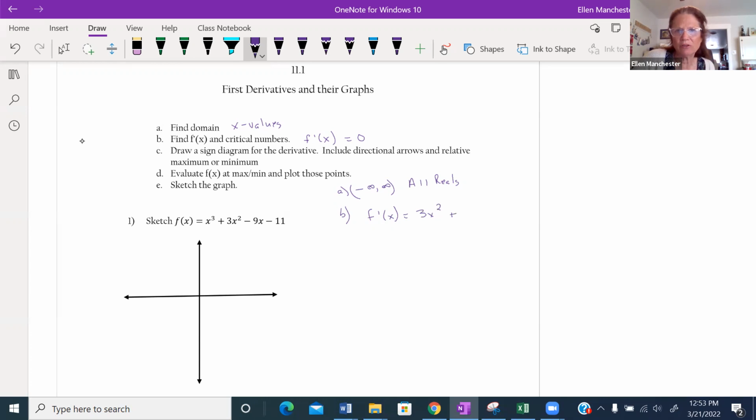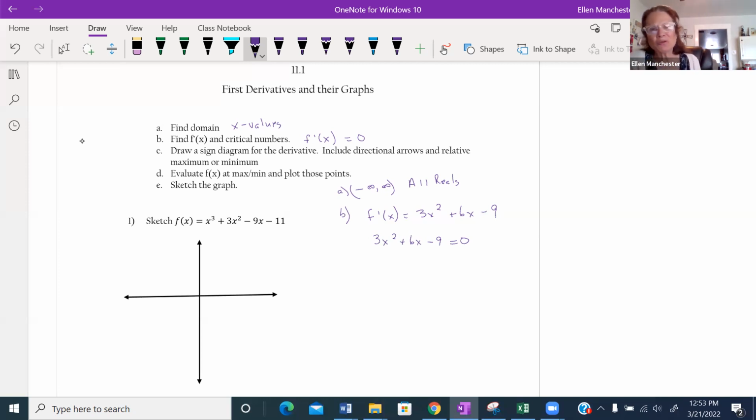So this is all second nature to you, right? Drop the 3 in front, subtract 1. Drop the 2 in front and multiply, subtract 1. Drop the 1 in front, subtract 1, and the X goes away. And now for the critical numbers, I'm going to set my derivative to 0. Okay, so I found my derivative using the power rule. Now I'm setting my derivative to 0.